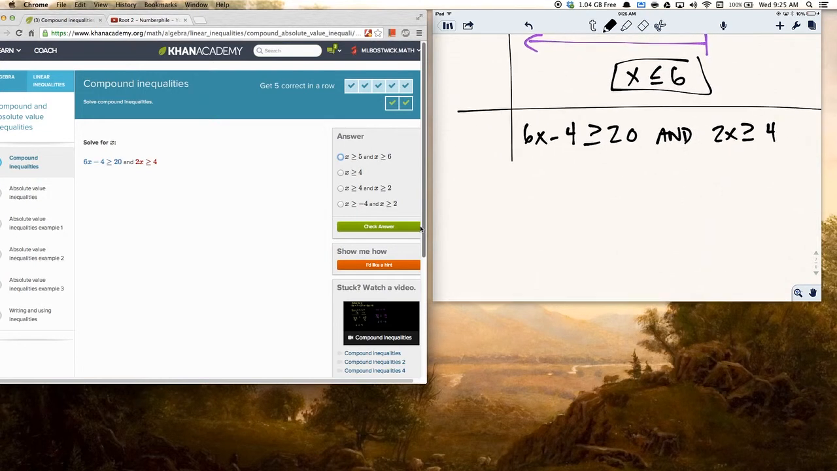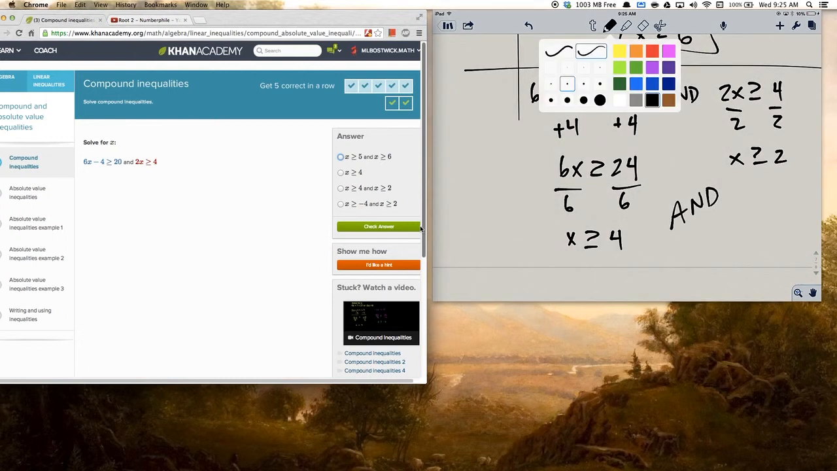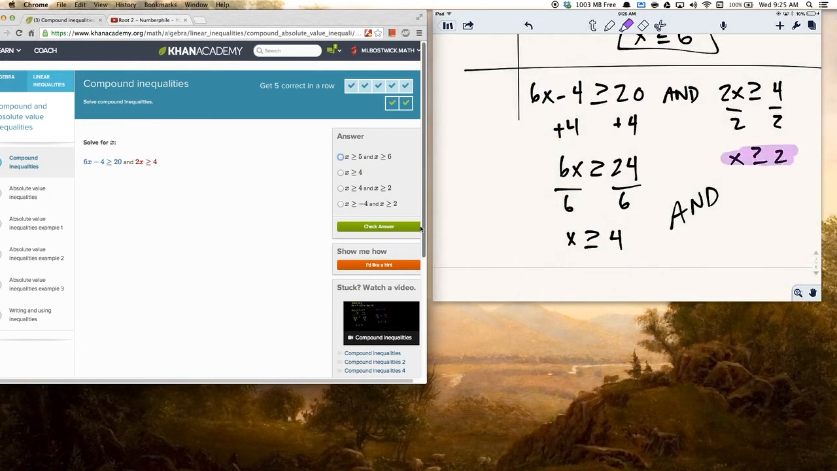So 6x minus 4 is greater than or equal to 20. I'll add 4. 6x is greater than or equal to 24. Divide by 6. So x is greater than or equal to 4. Divide by 2. x is greater than or equal to 2. And so the link here is "and." I'll do purple and red again.